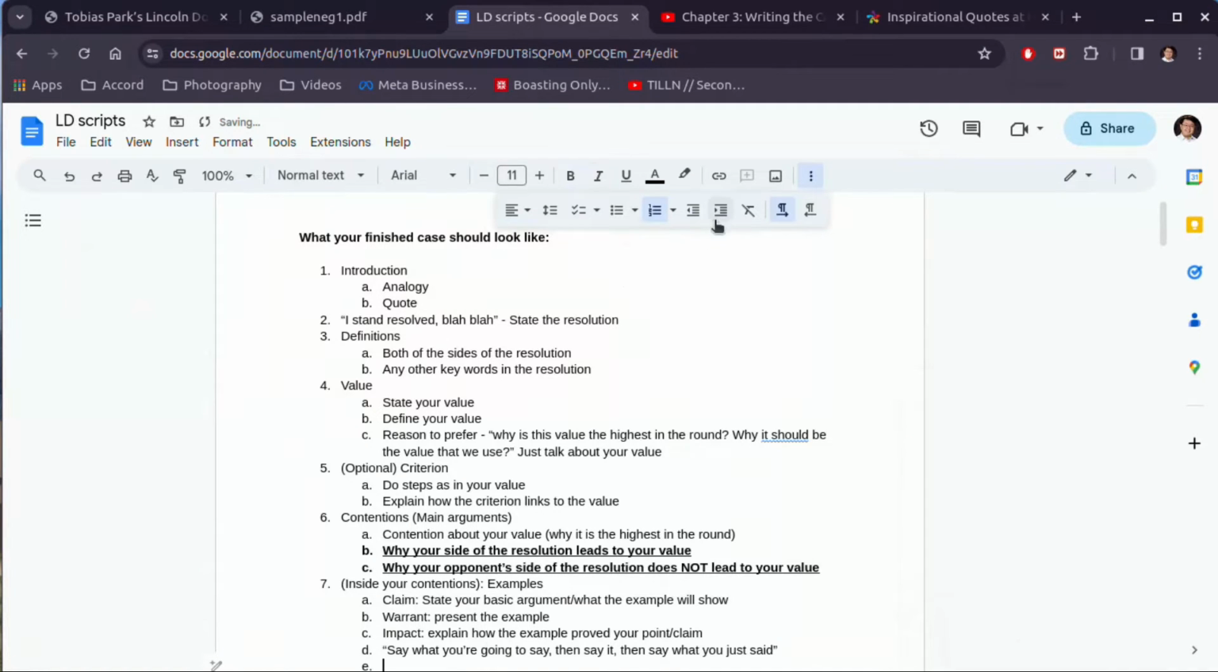So I know that may sound a little confusing, so actually I think at this point, I'll just add one more thing here, which is your conclusion, and that's basically just what it sounds like. You're bringing everything back together, you're concluding your whole case, you're summarizing your case in a few sentences.